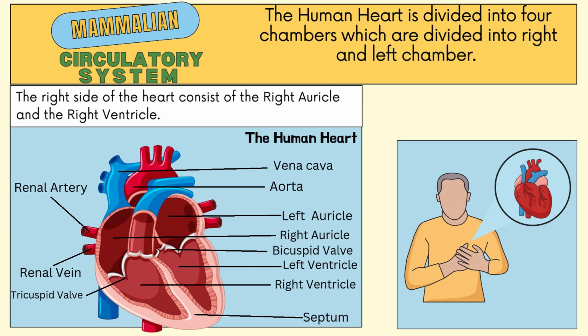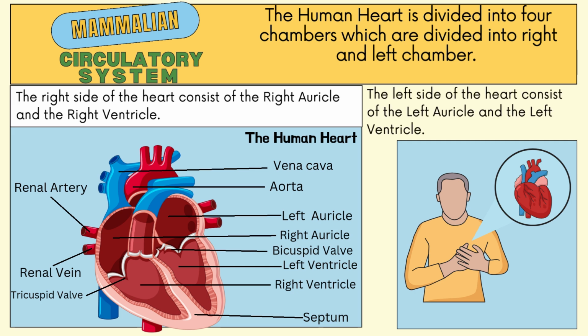Then we have the right ventricle. This is the bottom right chamber of the heart. It pumps the deoxygenated blood from the right auricle to the lungs through the pulmonary artery, where it gets oxygen. The left side of the heart. The left side of the heart also has the top part called left atrium. The left atrium receives oxygenated blood, that is, oxygen-rich blood from the lungs.